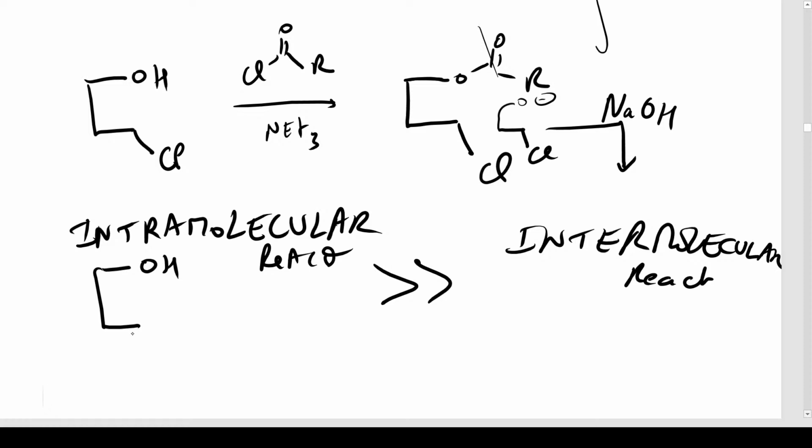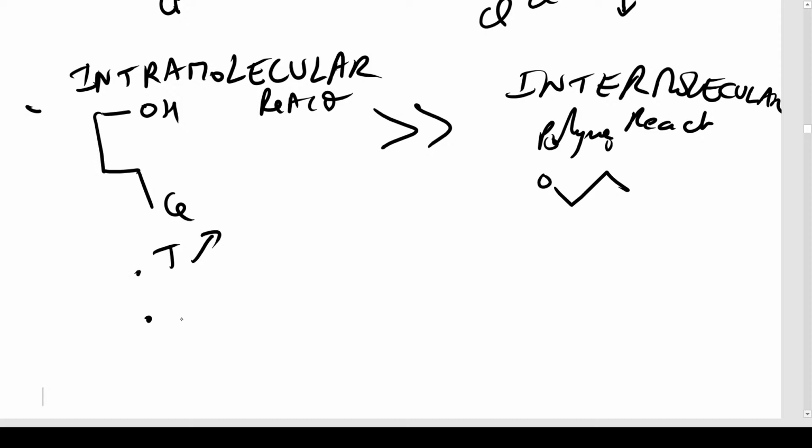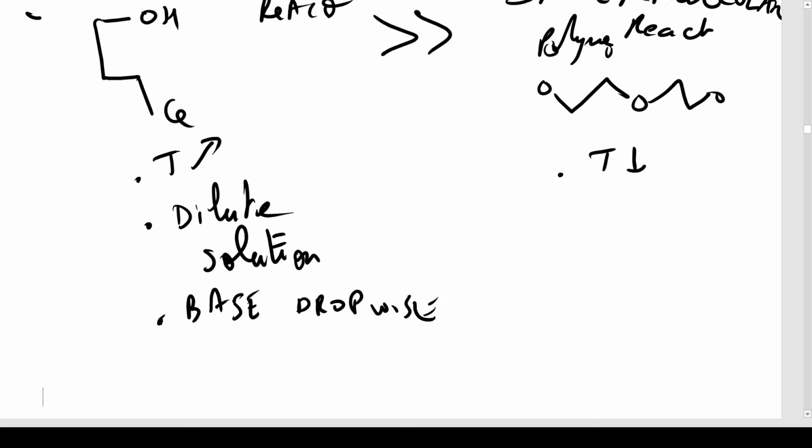Why? Thermodynamically it is more favorable, okay, than a polymerization, a polymer. So if you want to get the intramolecular product, increase the temperature, okay, and also dilute the solution. And for the other addition, add the base later, add the base dropwise. If you want the polymer, reduce the temperature to get the kinetic product, because this is a kinetic product. I mean, in this situation, okay.